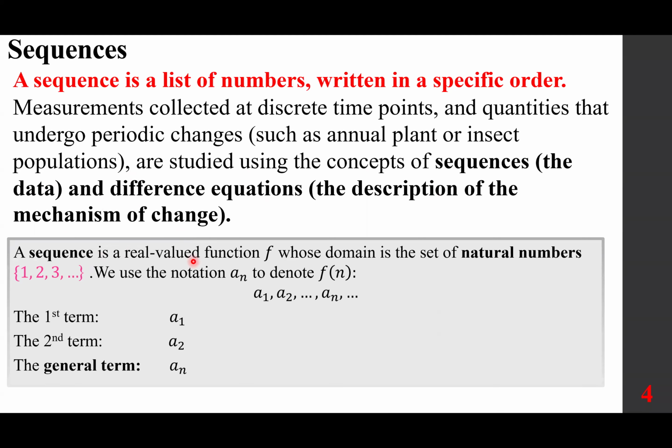A sequence is a real valued function f, whose domain is the set of natural numbers, 1, 2, 3 to infinity. We use the notation a sub n to denote f of n. So the first one is a sub 1, the second term is a sub 2, the general term is a sub n.